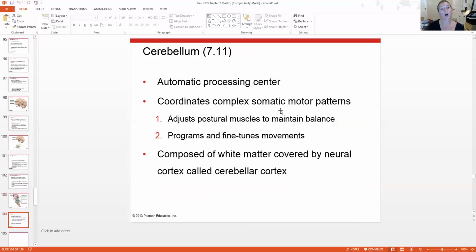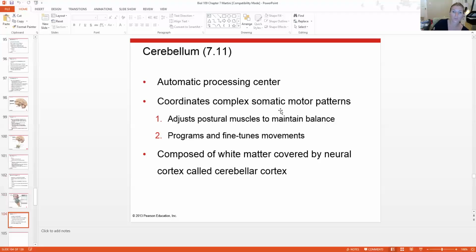This is our automatic processing center, looking at our body position. When you fall and trip and you reach out your arm to catch yourself, you can thank your cerebellum for that. When you're sitting on a bench and you're keeping your body centered so you don't fall off, that's all done through your cerebellum. You don't have to consciously think about those things. Your body automatically adjusts for you.